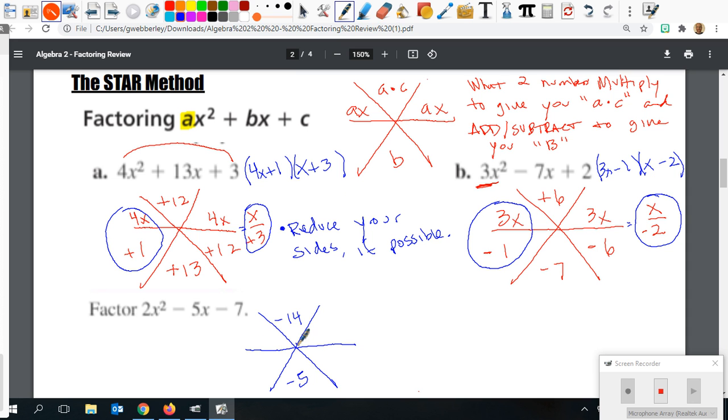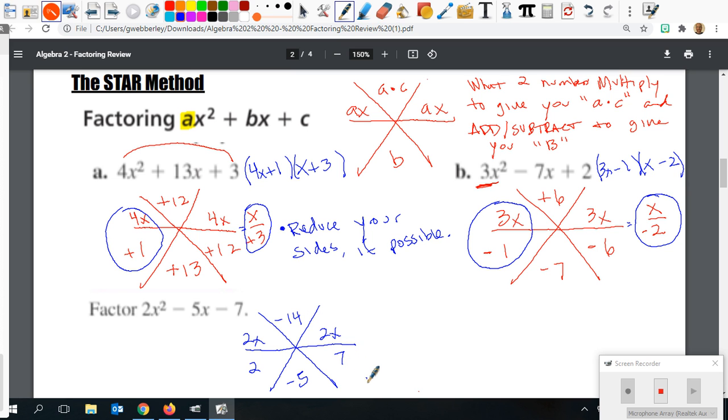And then on the top of the sides here, the 2x, yes. AX is on top of the sides. And then we ask ourselves the question now for the bottom sides. What two numbers multiply to give me 14? That will subtract to give me a 5. What will work there? 2 and 7. 2 and 7 multiply to give me 14, and 7 minus the 2 will give me a 5. 2 and 7 are the numbers.